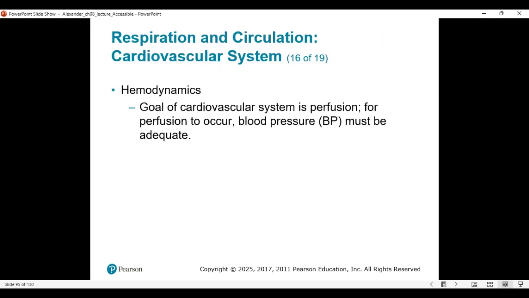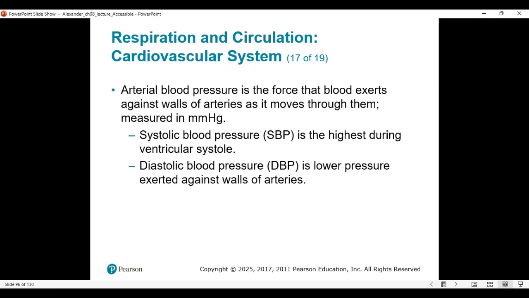Hemodynamics. The goal of the cardiovascular system is to perfuse. So hemodynamics we measure through our blood pressure. Arterial blood pressure is the force the blood exerts on the artery walls. We measure two numbers. The systolic pressure is during the ventricular contraction or systolic phase, and the diastolic pressure is when the heart's at rest. And this is the pressure exerted against the walls when at the lower pressure. This is how we get our blood pressure numbers: systolic over diastolic.